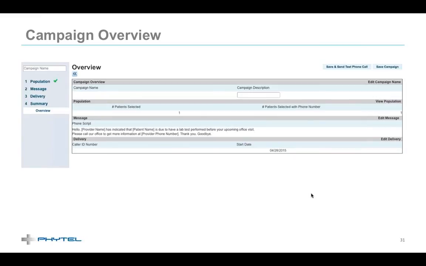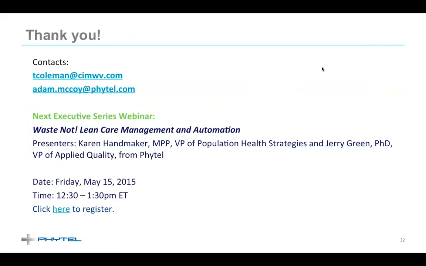And once you've completed all of these steps for setting up the campaign, you go to the overview page. This is really just a nice one-page summary of the campaign that you've created, so you can see all the details there. One of the key things here is that you can send yourself a test campaign. Whether that's email or phone, you can send yourself a test before you finalize that campaign. So this is really just a brief overview of the campaign process.